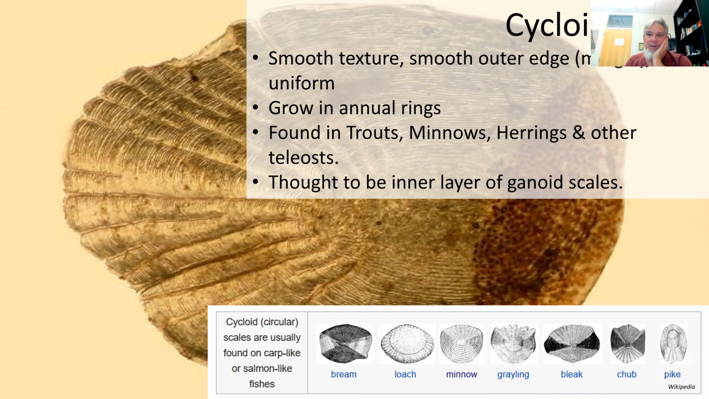The cycloid scales are much more derived. We find these in the teleostean fishes, and they tend to be lightweight. They're somewhat flexible. Cycloid scales tend to have a smooth texture and a smooth outer edge. They're sort of uniform in shape. And it's thought that these are related to ganoid scales, that these might form the inner layer of ganoid scales.